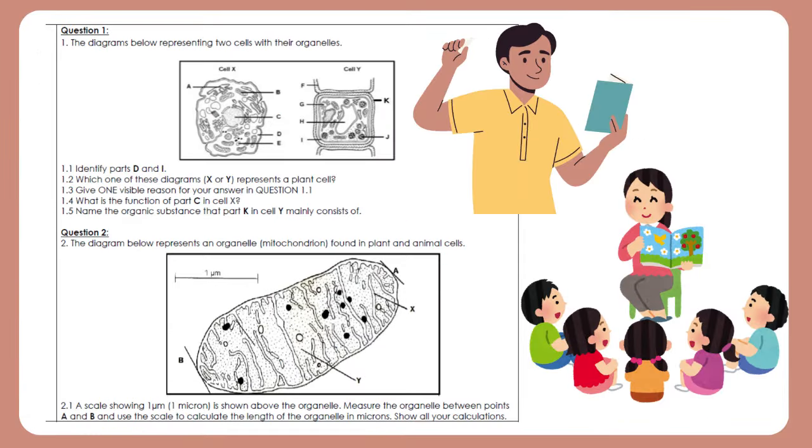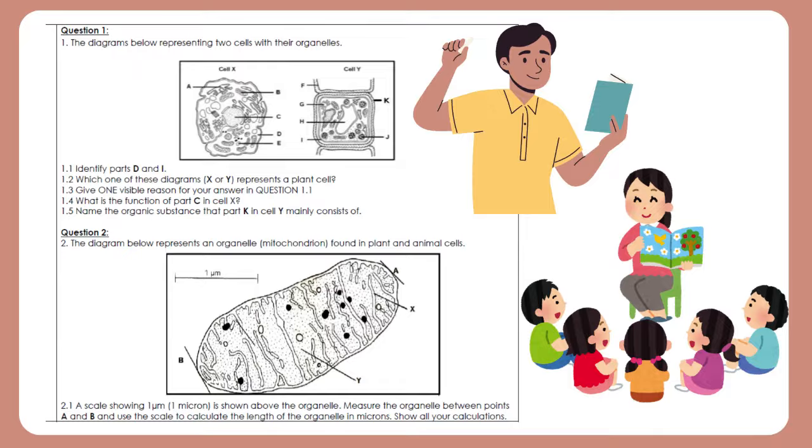Question 1. The diagrams below represent two cells with their organelles. 1.1 Identify parts D and I. 1.2 Which one of these diagrams, X or Y, represents a plant cell? 1.3 Give one visible reason for your answer in question 1.1. 1.4 What is the function of part C in cell X? 1.5 Name the organic substance that part K in cell Y mainly consists of.